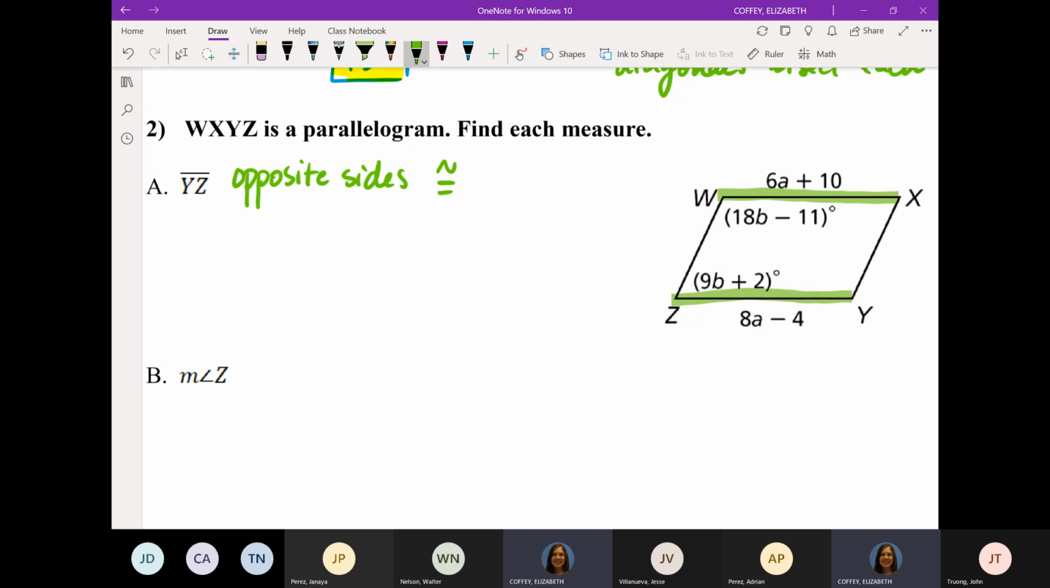So how would I write out my equation to solve for A here? Abby, can you help us out? Equal each other? Yeah, tell me what to write. Very good. 6A plus 10 equals 8A minus 4.